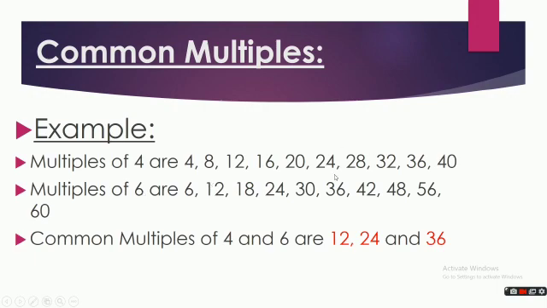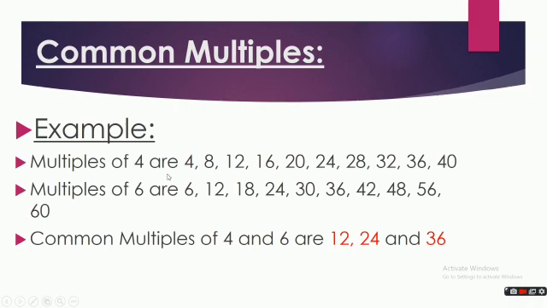Now among all these multiples, just look at this 12. 12 is the multiple of 4 as well as the multiple of 6. Means 12 is coming in both of these tables. So we will take this 12 as a common multiple. Then after 12 it's 24. 24 is the common multiple of both of these numbers.